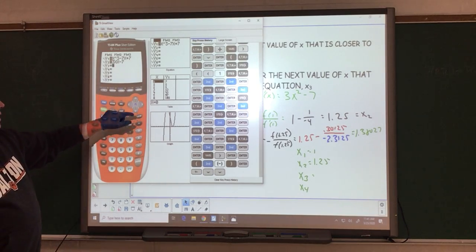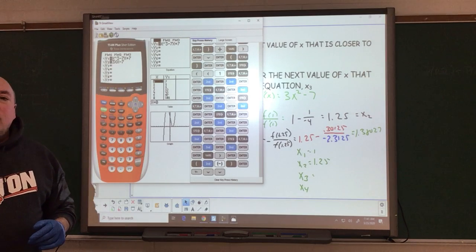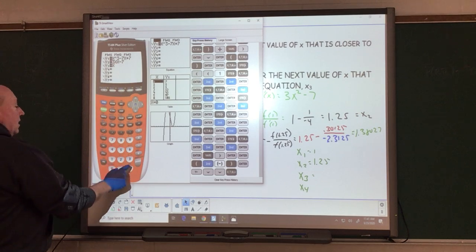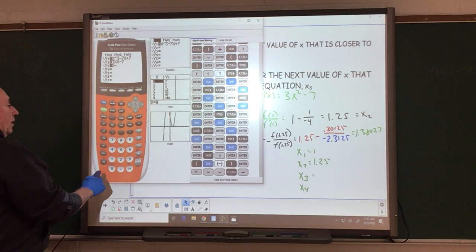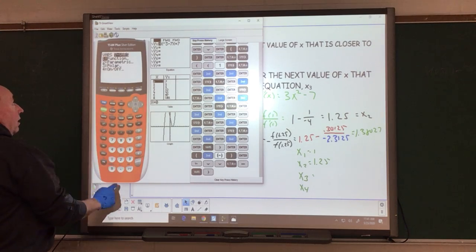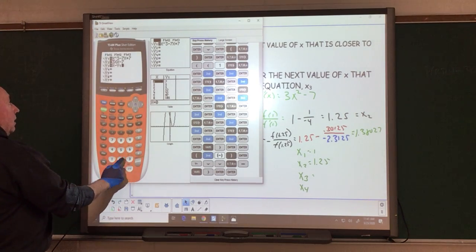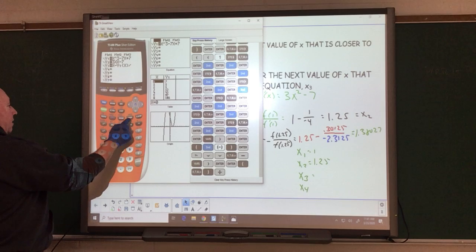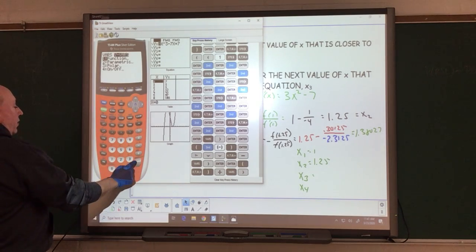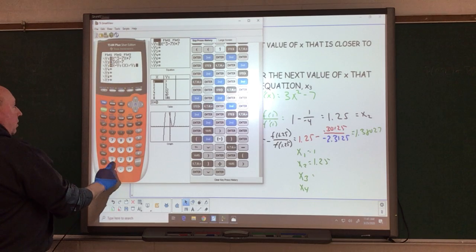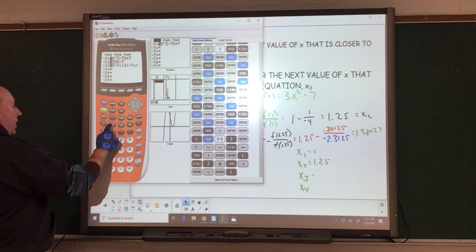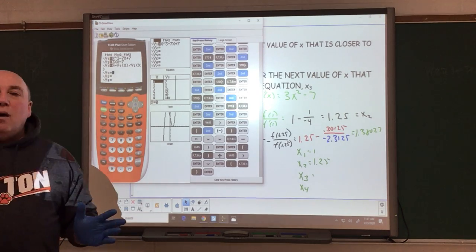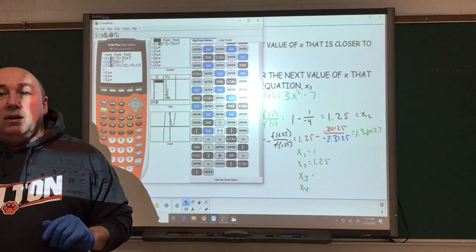In your y3, we can type in that Newton equation. We can type in x minus Vars, Y-Vars, y1 of x, divided by Vars, Y-Vars, function y2 of x. So now what we can do is we can call out a y3.